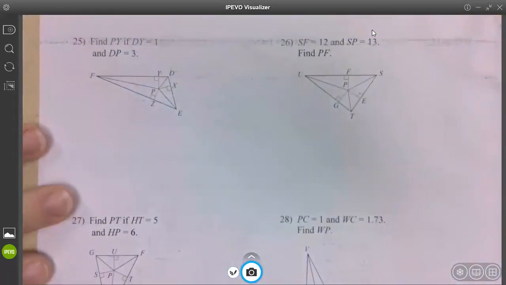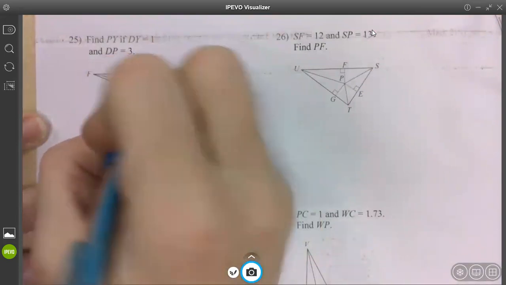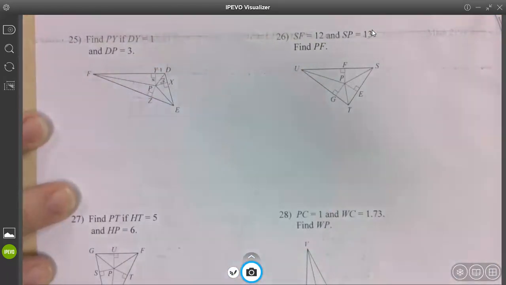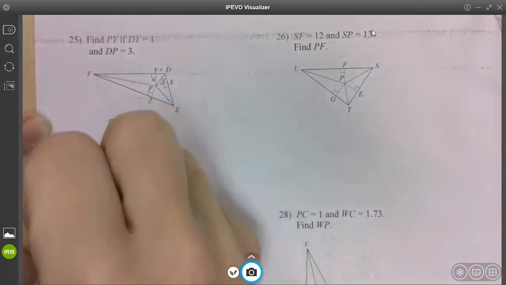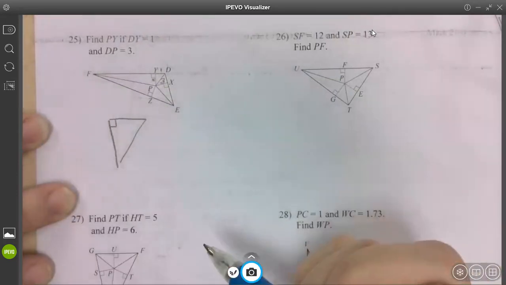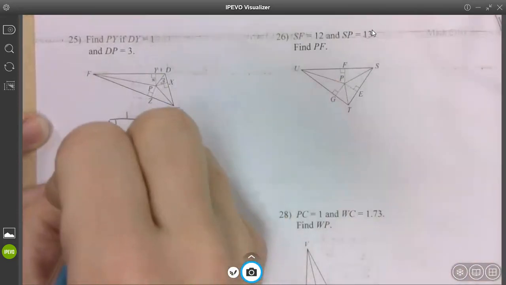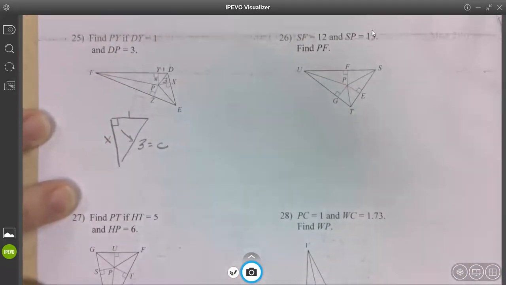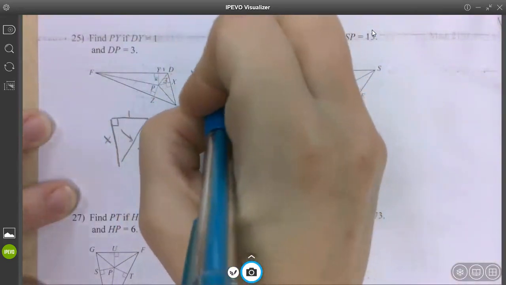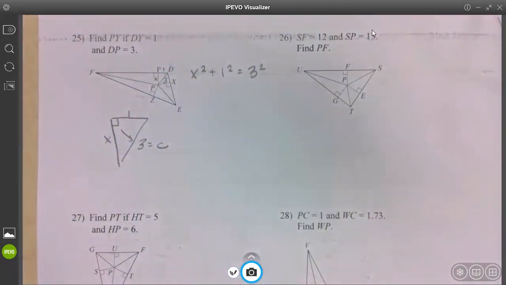So on 25, we're getting smaller. We're looking at this PY. That's what we want. PY, if DY is 1 and DB is 3. So I'm going to rewrite that triangle a little bit bigger. If you look at Y, there's a 90 degree. So we're going to put that 90 right there. And we have X, 1, and 3. And remember, the only one that matters is across from the 90 degree. So you're going to do x squared plus 1 squared equals the 3 has to be the c squared.